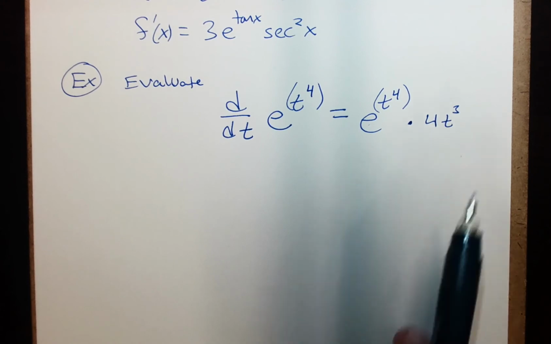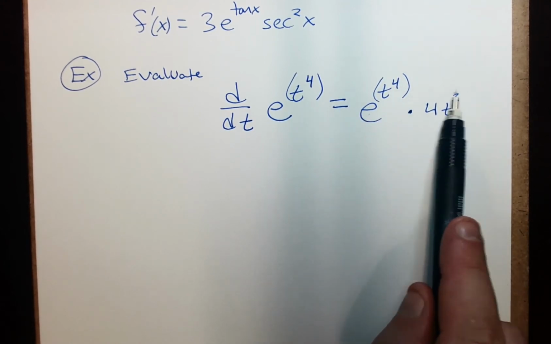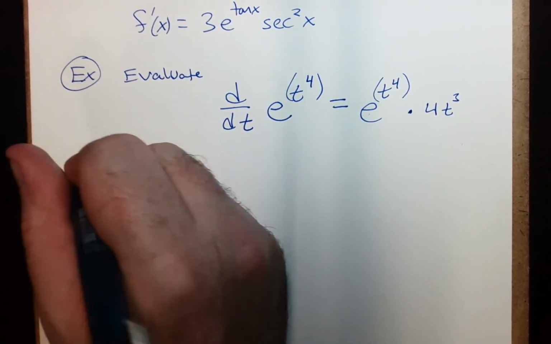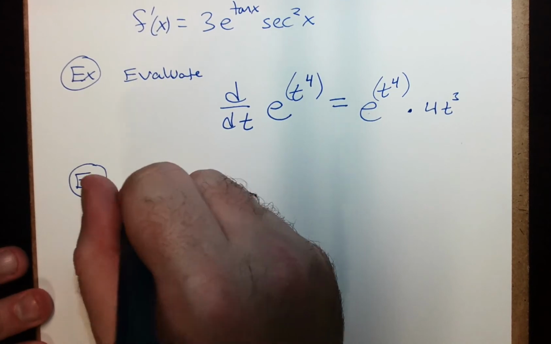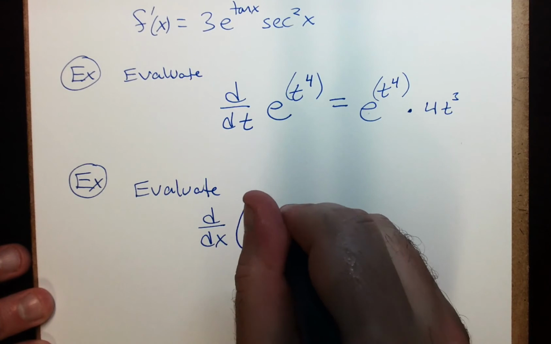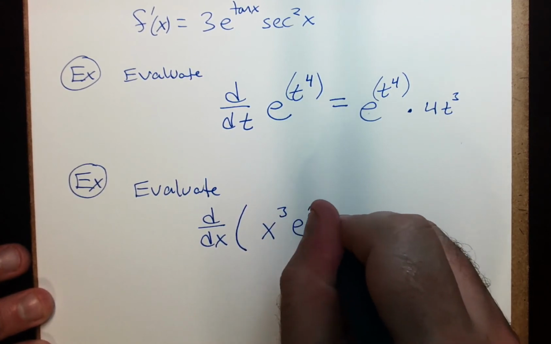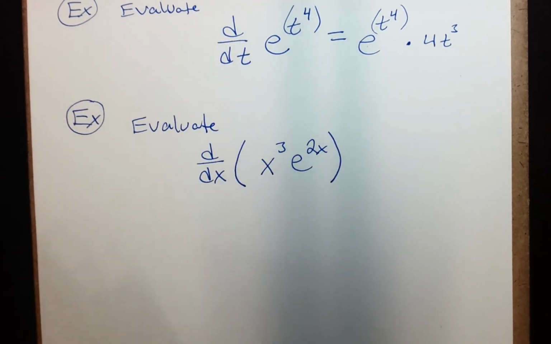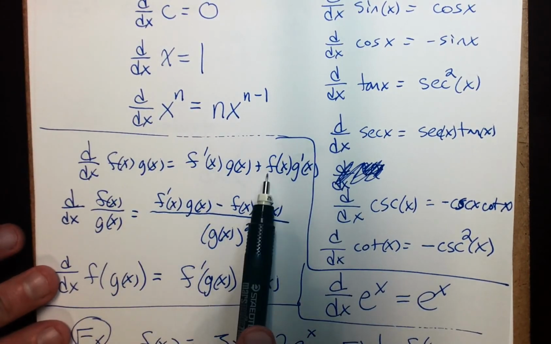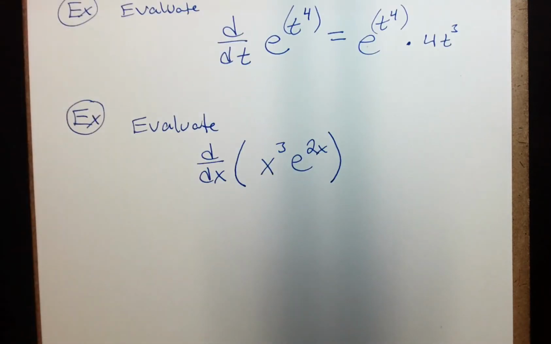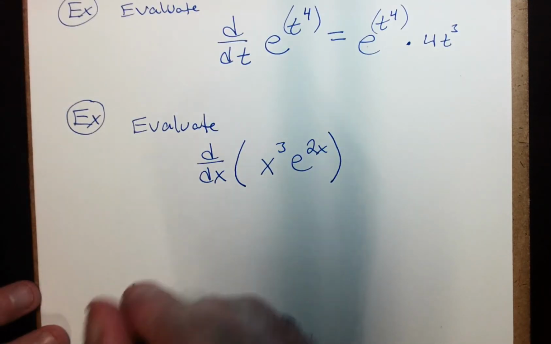All right? So that's a little bit tricky for some people. You remember that the derivative of e to the x is e to the x, and then you forget to throw this on the end. All right, let's do quotient rule or product rule. Let's try product rule. So let's say I want to do this derivative, the derivative of x cubed e to the 2x.